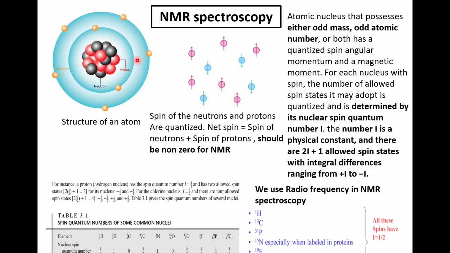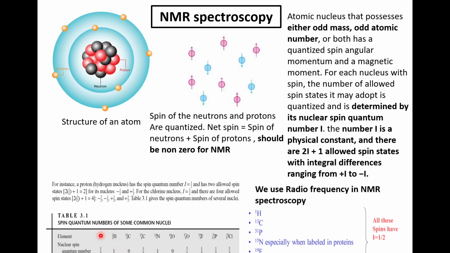To calculate that, if S is your spin quantum number, or I is your spin quantum number here, this is denoted by different notations in different books. We are considering the spin quantum number as I, and 2I plus 1 will give you how many spin states that atom possesses, ranging from plus I to minus I. To understand this, let us go into this table.